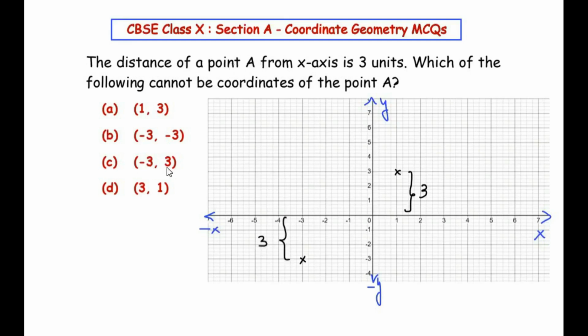Now let us look at -3, 3. Now -3 is over here and +3 is going to be over here. Now this point is also going to be 3 units from the x-axis. So this point can also represent point A. Now the last option, 3, 1. So x coordinate is 3 and y coordinate is 1. So you can see the distance of this point from the x-axis is 1. But here they have given the distance of point A from the x-axis should be 3 units. So 3, 1 cannot be the coordinates of the point A. The correct option is D. Now let us move on to the next question.